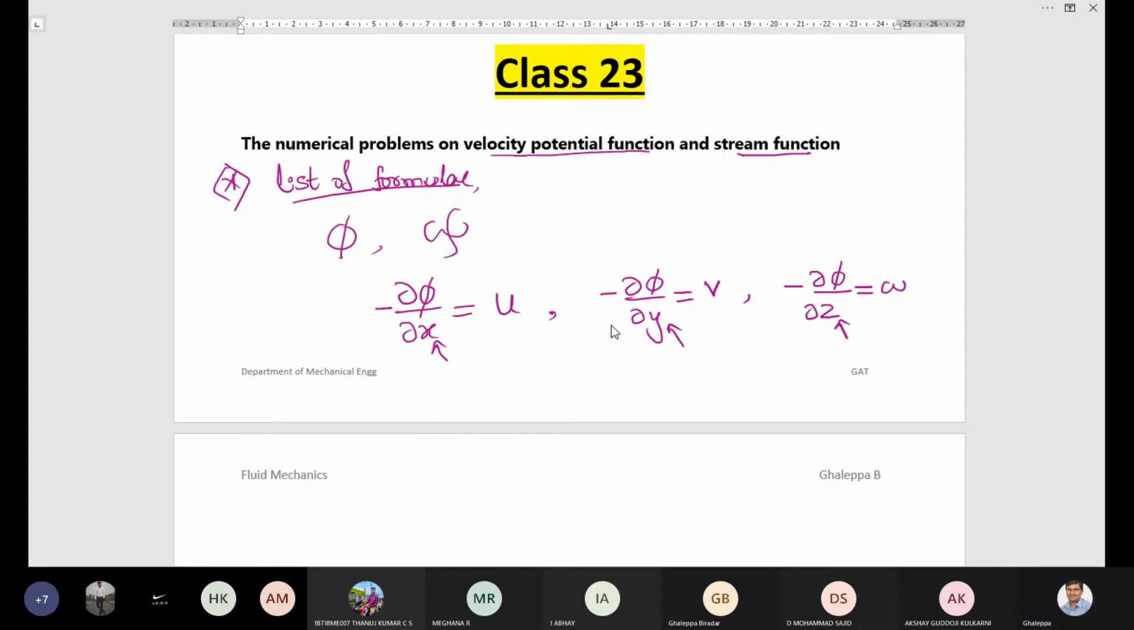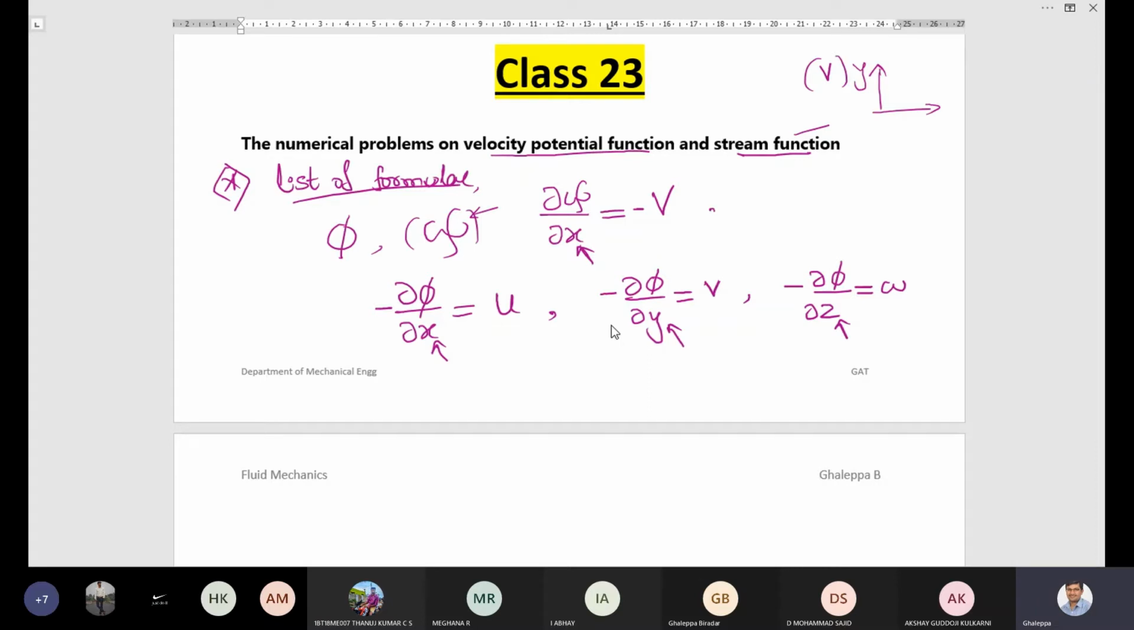formulas for stream functions. Stream function is represented by symbol psi. The derivative of stream function with respect to any direction gives the velocity component perpendicular to this direction. Here x is the direction I have considered. Perpendicular to x direction is y. So the velocity component in y direction, that is v, is here with a negative sign.